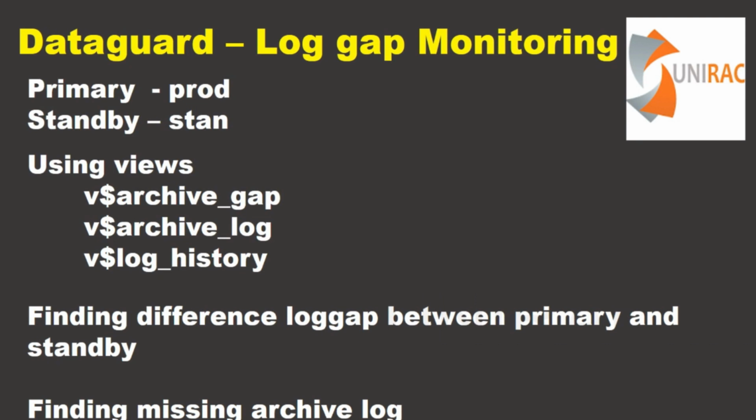In this video, we'll help you understand how to monitor the log gap between primary and standby in Data Guard. In our session, we have primary as prod and standby as stan, and we are going to use the views v$archive_gap, v$archived_log, and v$log_history to find out the log gap between primary and standby.